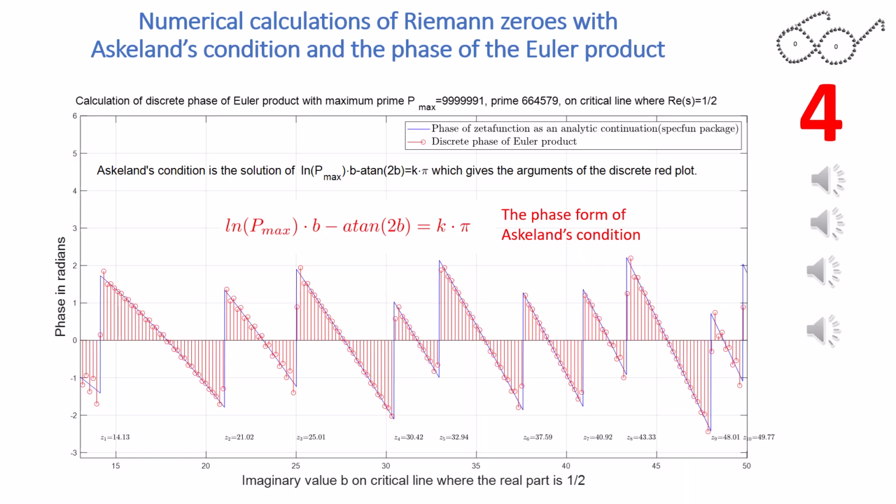These calculations are the final confirmation that my Riemann hypothesis proof is correct. My theory is now completely independent of Riemann's theory. I also claim that it's very unlikely that Riemann's hypothesis can be proven with his own theory. I will in this video try to explain that Askeland's condition will cause a paradigm shift in prime number theory.